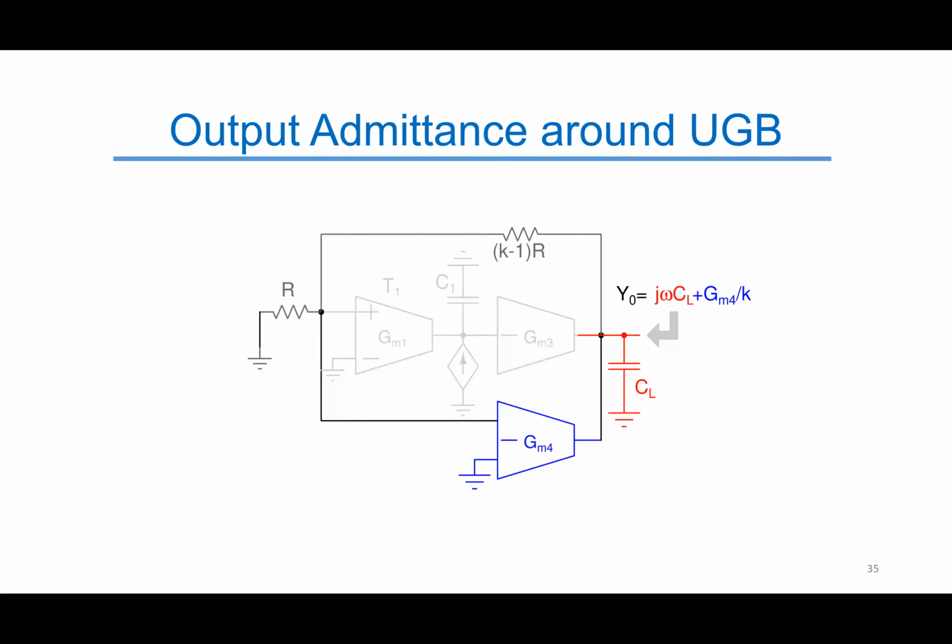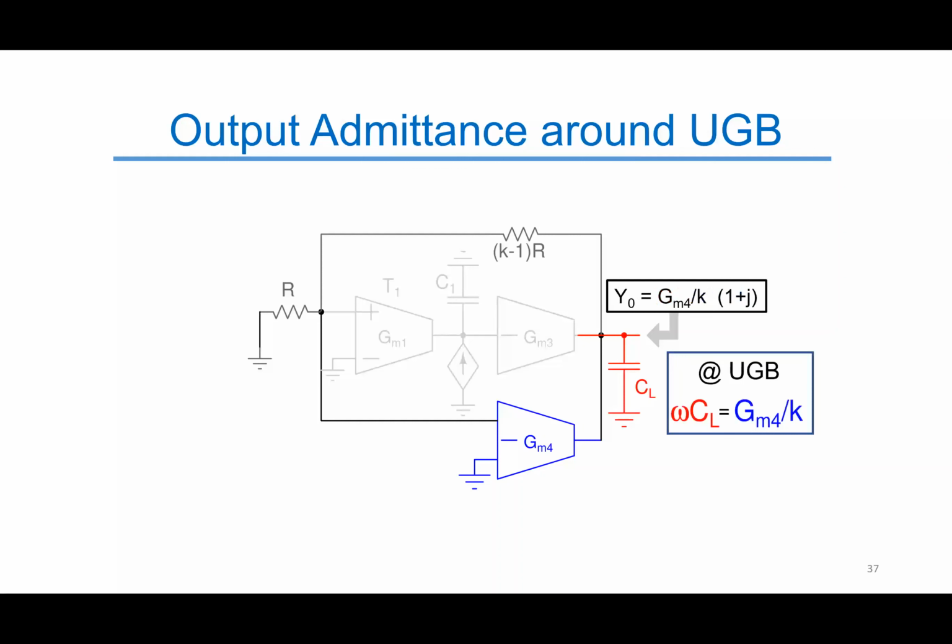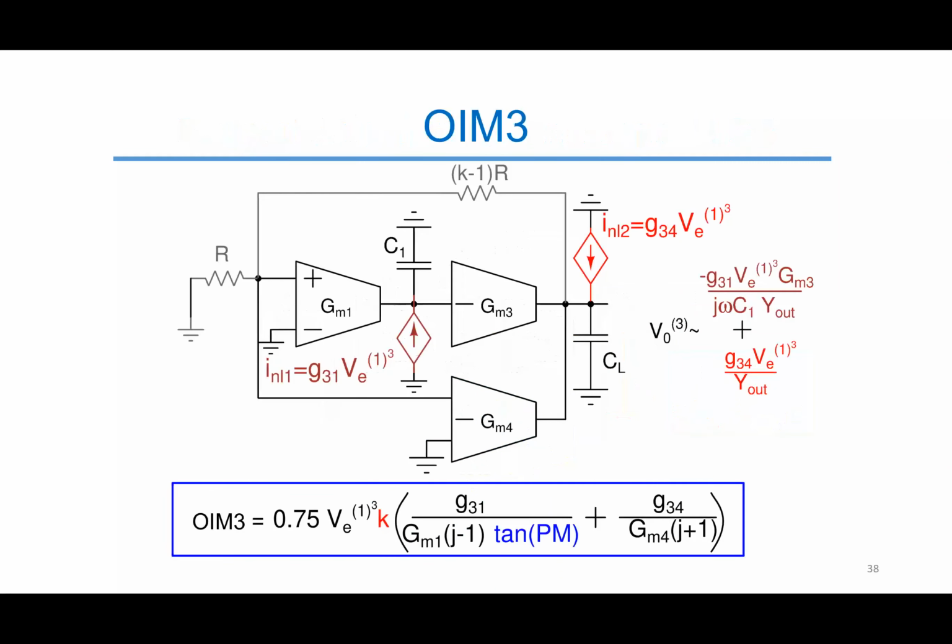To find the output admittance of the loop around the UGB, we fall back on the argument that it is the fast path through the GM4 that dominates the signal flow around UGB. Thus, Y0 can be expressed as the sum of j omega CL and the conductance arising out of the feedback around GM4. Note that at the UGB of the loop, omega times CL equals GM4 over K. Thus, Y0 can be expressed as GM4 over K times (1 plus j). After some simple algebraic manipulation, it can be shown that the OIM3 for the feed-forward structure is expressed as this.